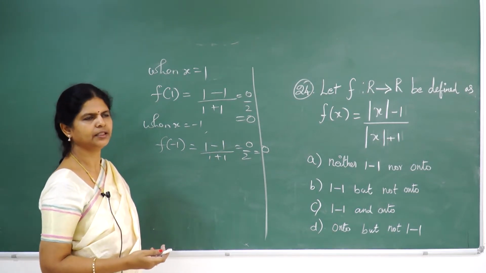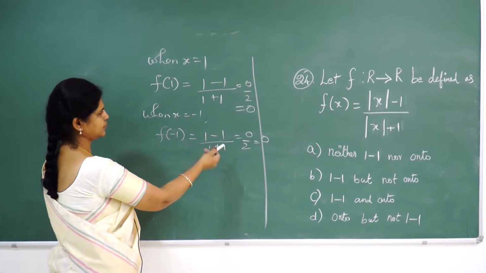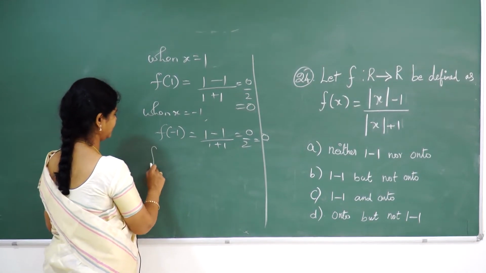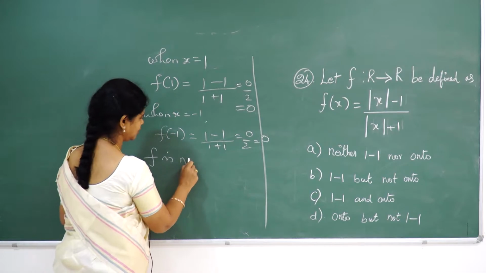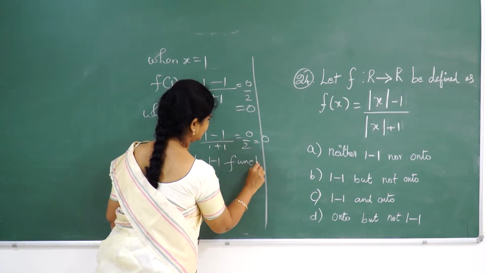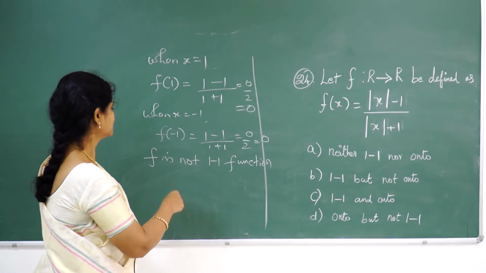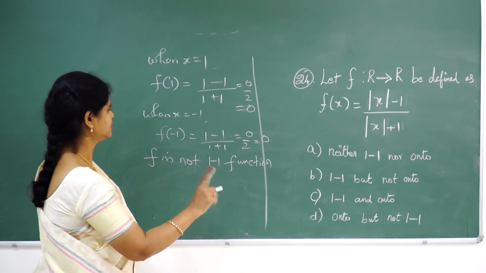But the one-to-one condition requires distinct images. So from these two values we find that f is not a one-to-one function. Not one-to-one means it is a many-one function. So it is not one-to-one, that is the one option.